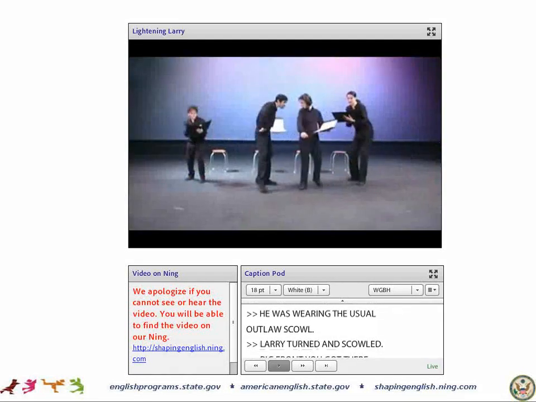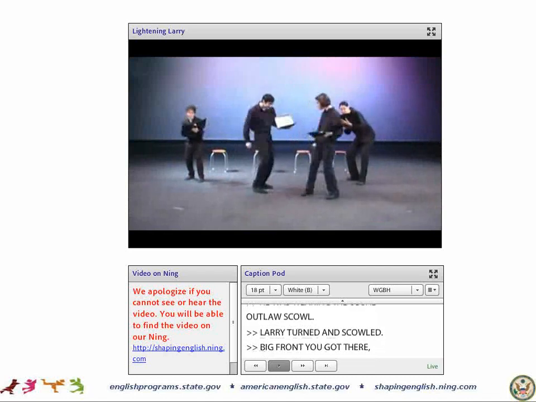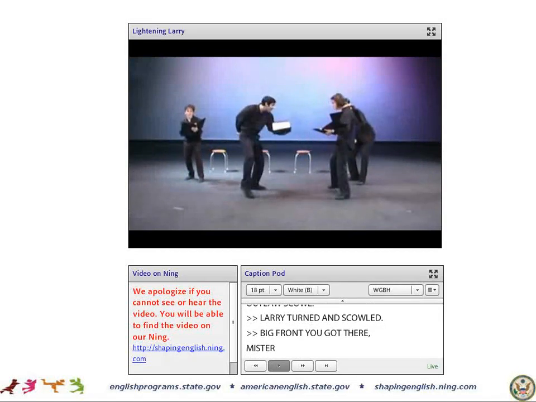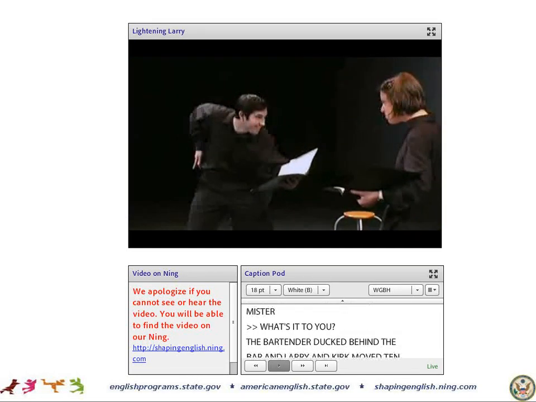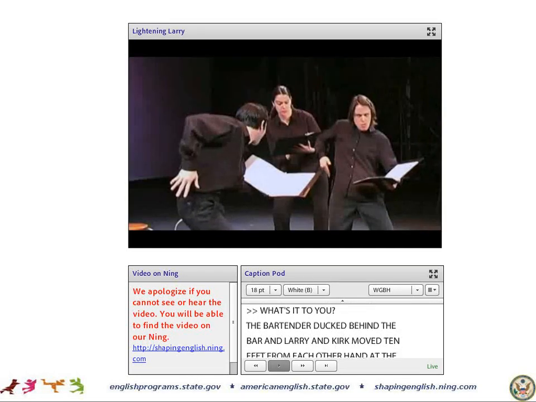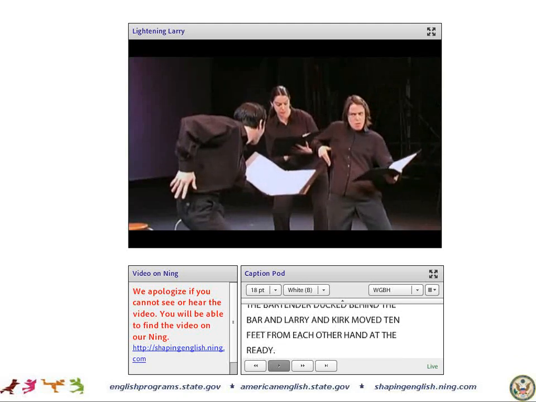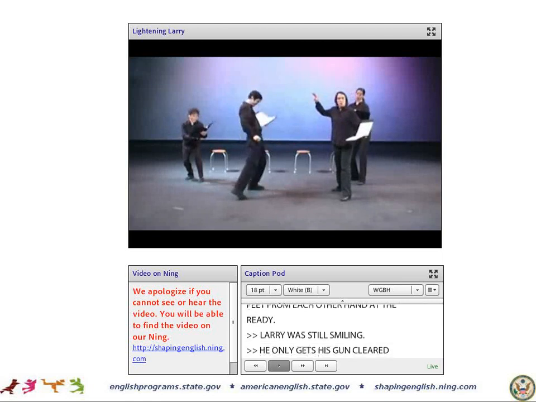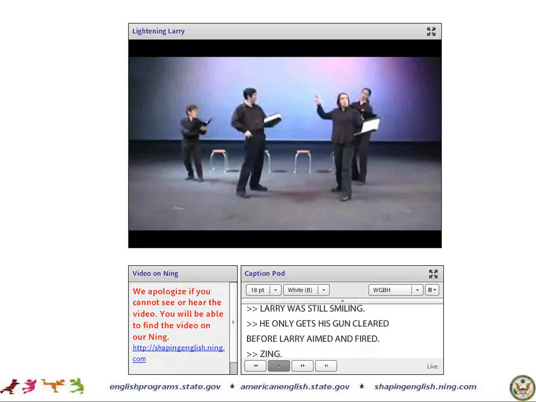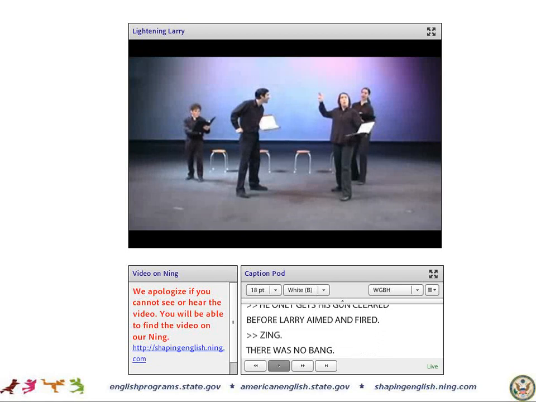The bartender ducked behind the bar. Larry and Kurt moved about 10 paces from each other, hands at the ready. Larry was still smiling. Kurt moved first, but he only just cleared his gun from its holster before Larry aimed and fired. Zing! There was no bang, no bullet, just a little bolt of light that hit Kurt right in the heart. Kurt.